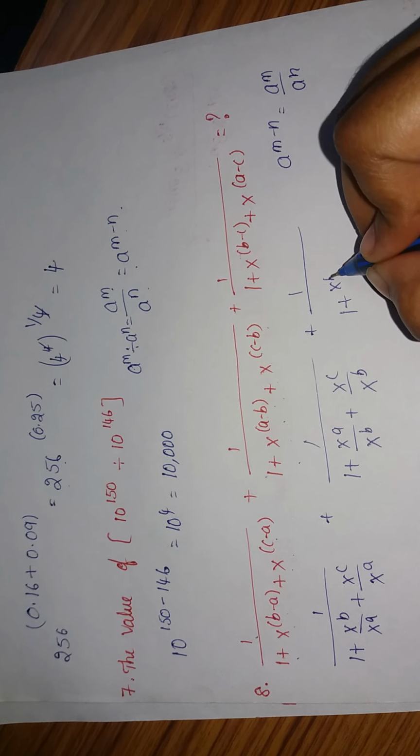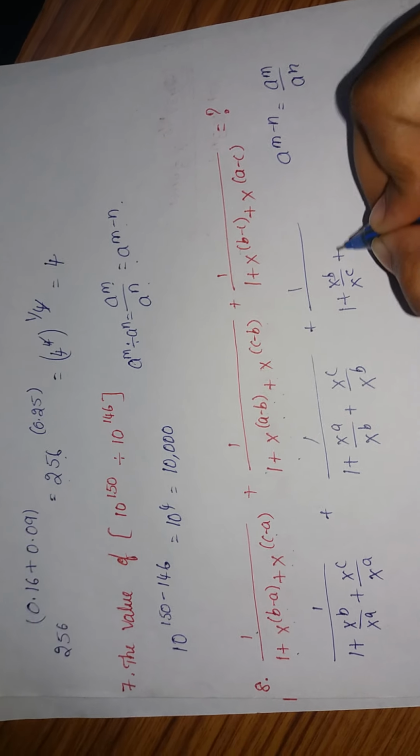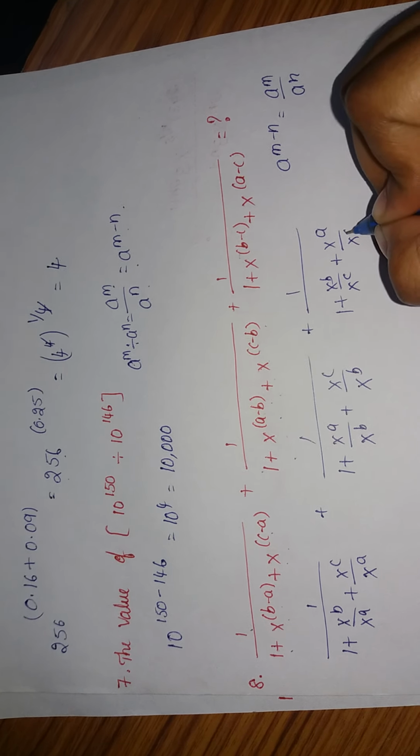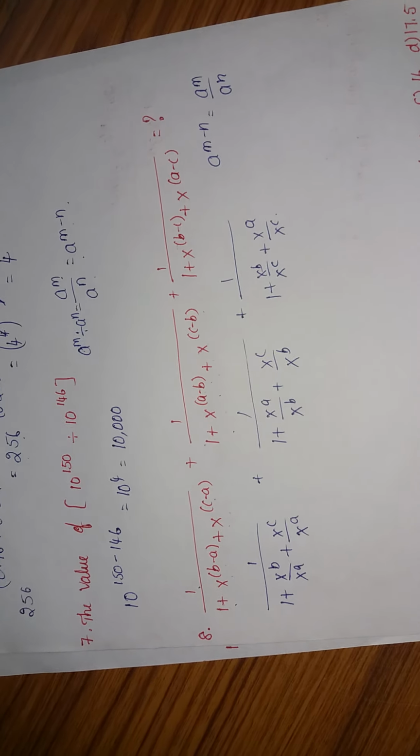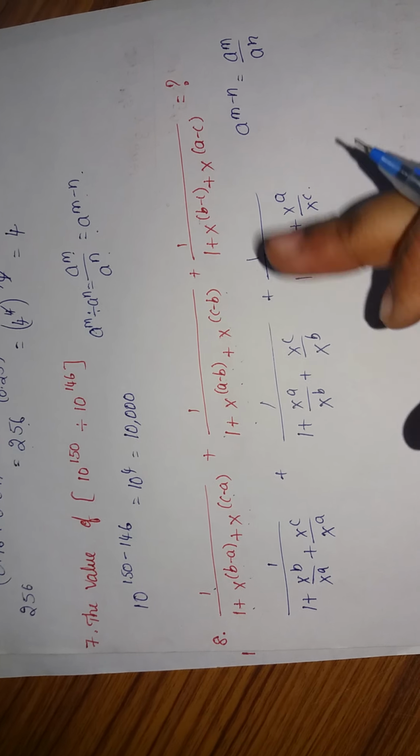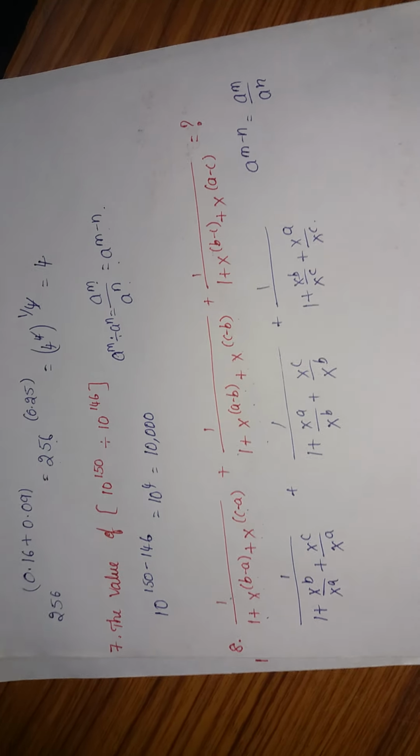Plus 1 by 1 plus x power of b by x power of c plus x power of a by x power of c. By only seeing, we can directly say its answer is 1.